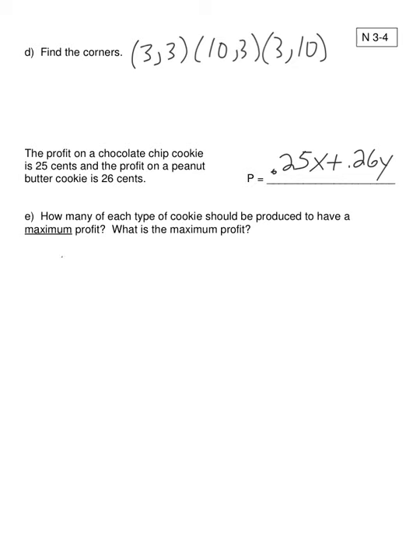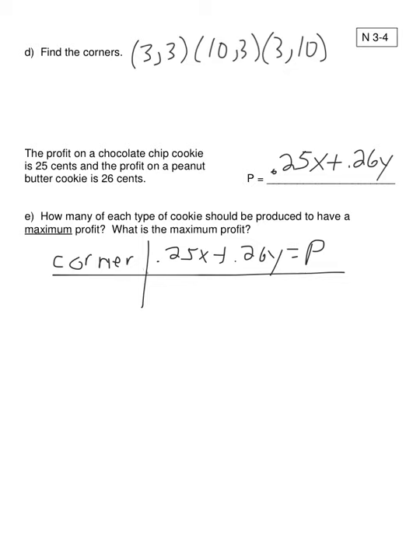So we got to make our table. Corner, and our profit equation, 0.25x plus 0.26y equals P, my profit. All right, my corners again were 3, 3, 10, 3, and 3, 10.